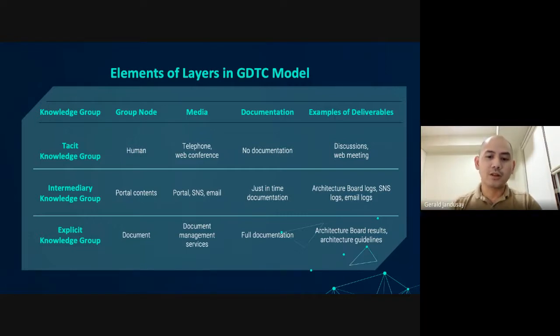And the last one is the role of the EKG, or the explicit knowledge group. This is for the exchange, of course, of explicit knowledge, and the group node of EKG is document. In terms of the media, we usually have document management services whose functions are historical management, enterprise document searching, and document file sharing. For the documentation, EKG provides full documentation to global community members, and the sample deliverables are the conference results, the architecture board result, and the architecture guidelines.